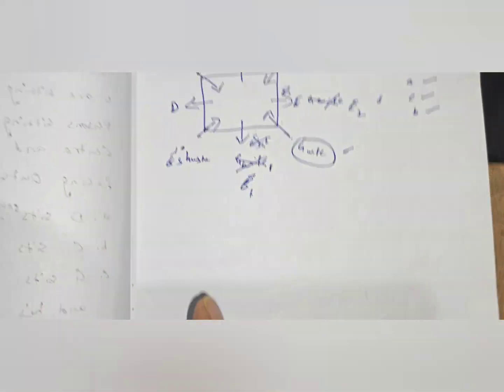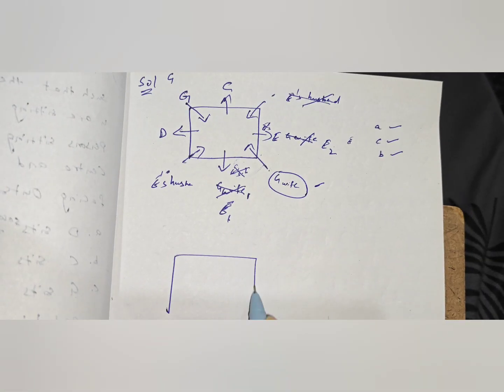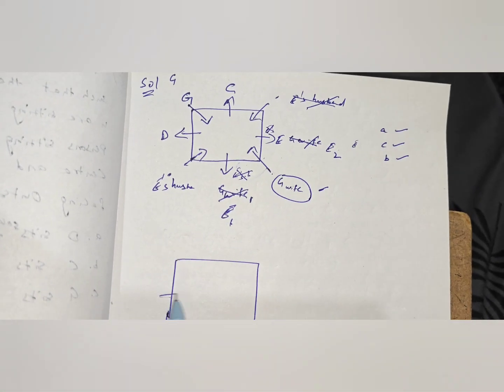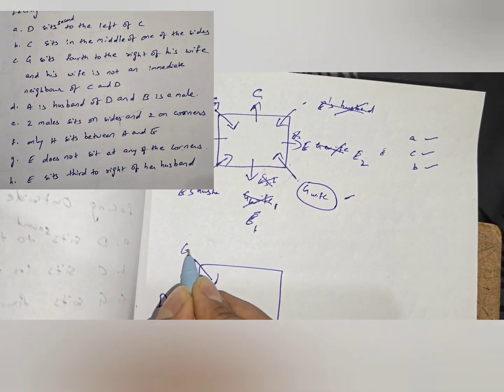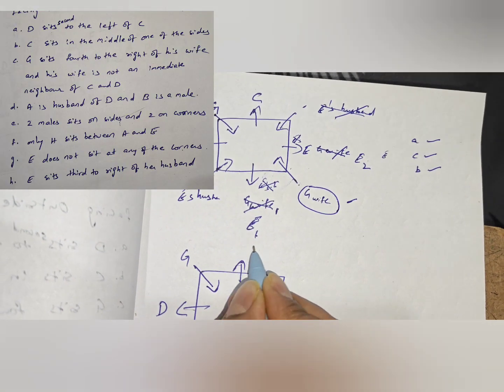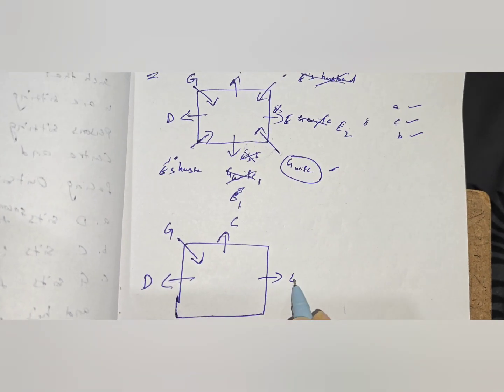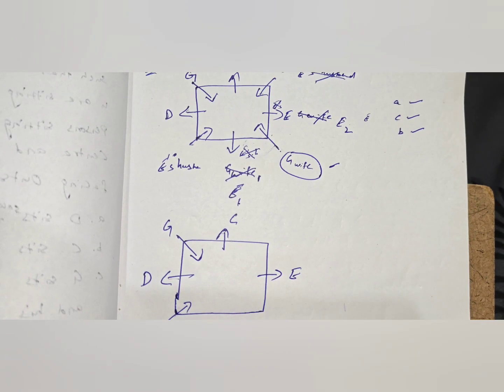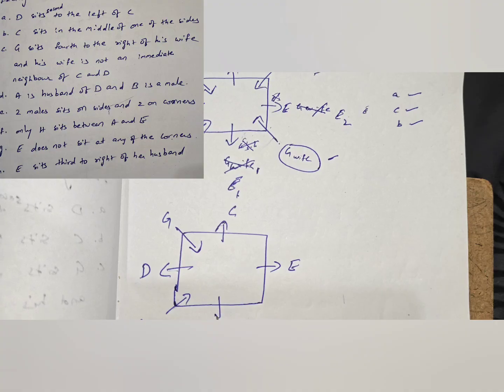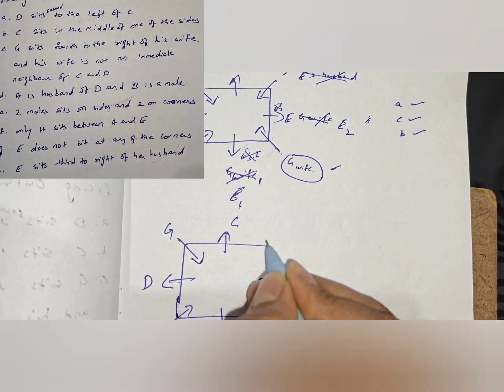Let us redraw the diagram with the facts we have already arrived at. Here this place is fixed for D. This place is fixed for G. This place is fixed for C, and this place is fixed for E, and this is her husband. And these three positions we need to find out.